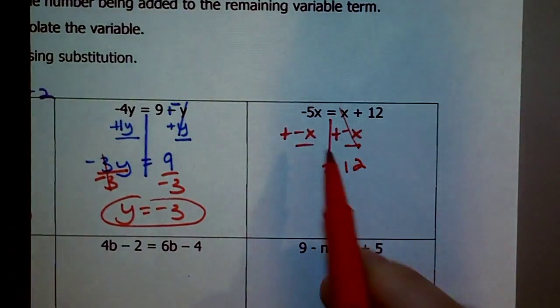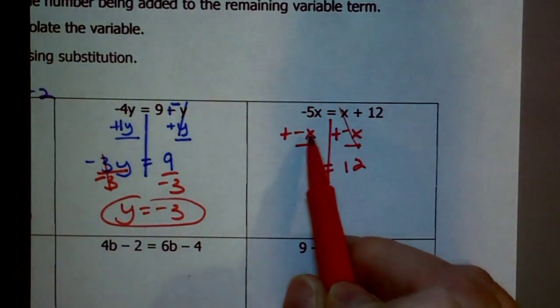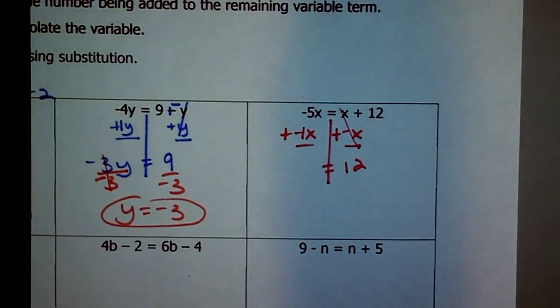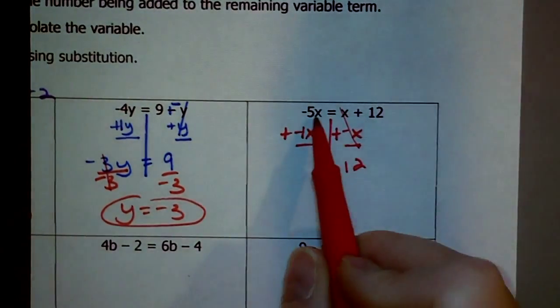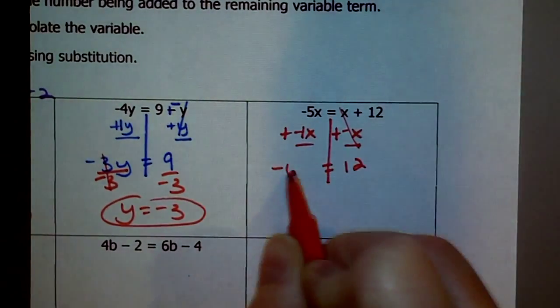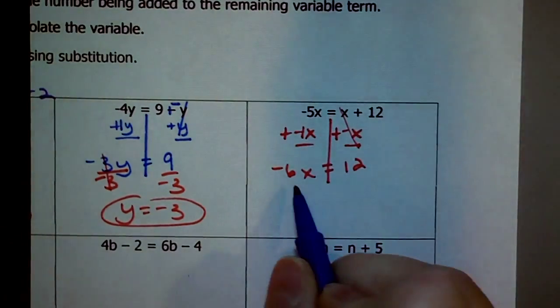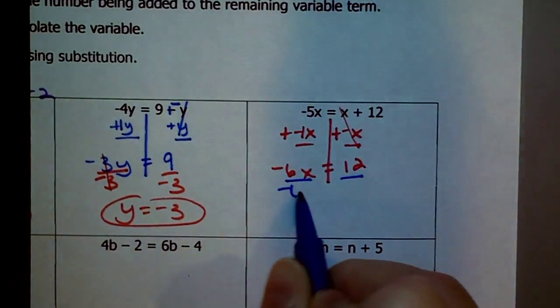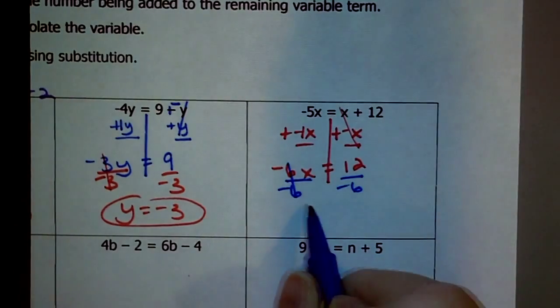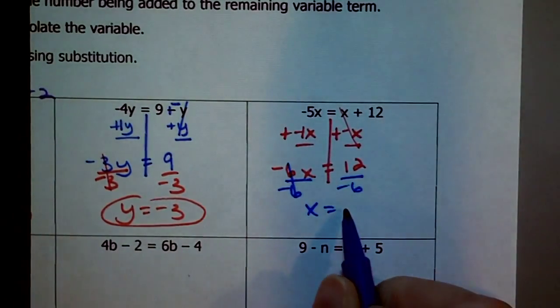12 equals, okay, this is negative 5x, and this is really negative 1x. If you don't see a 1 in front of the letter, it's really there. It's just hiding on you. Negative 5x plus negative 1x, that's negative 6x. And again, aw, so cute. My little one step. I'm going to divide by negative 6 to isolate that x. And 12 divided by negative 6 is negative 2.